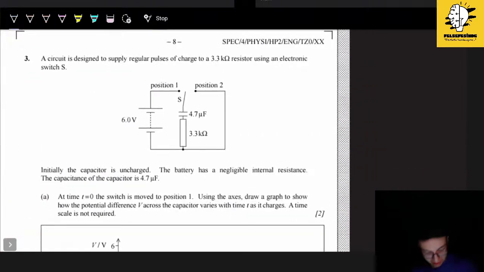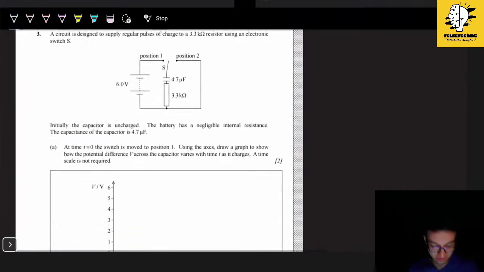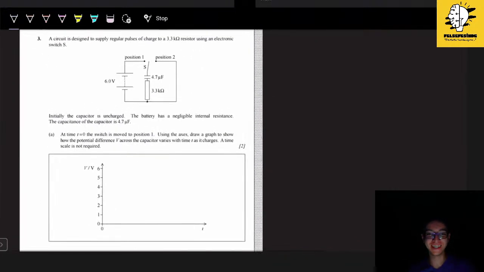Oh, yes, capacitance. Oh, great. Yes. This is great. 11th graders, you don't need to hear this, but you may just listen to have an idea about it. Yes. So, it says we have such a circuit, and this is a charging and discharging circuit, by the way, for capacitors, and it has a resistor of 3.3 kilo ohms, and there's an electronic switch, and our capacitor has a capacitance of 4.7 microfarads, right?